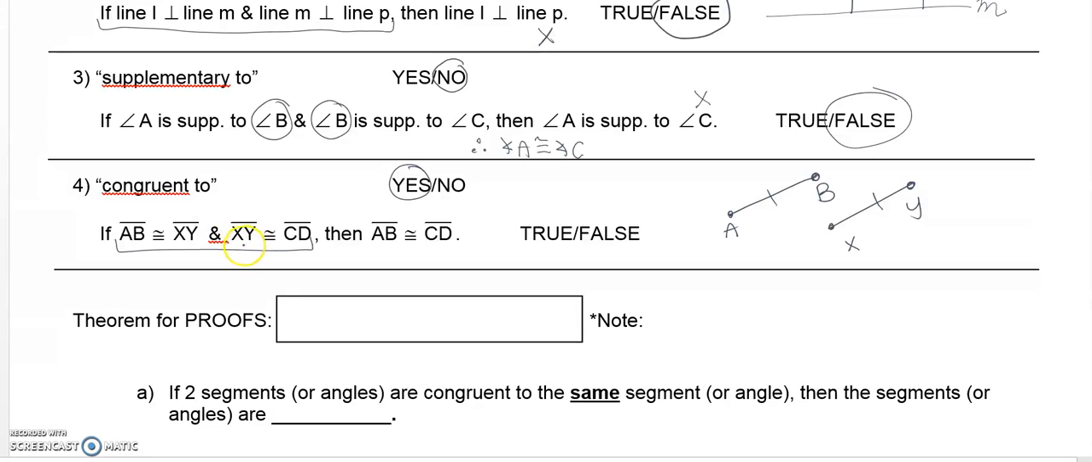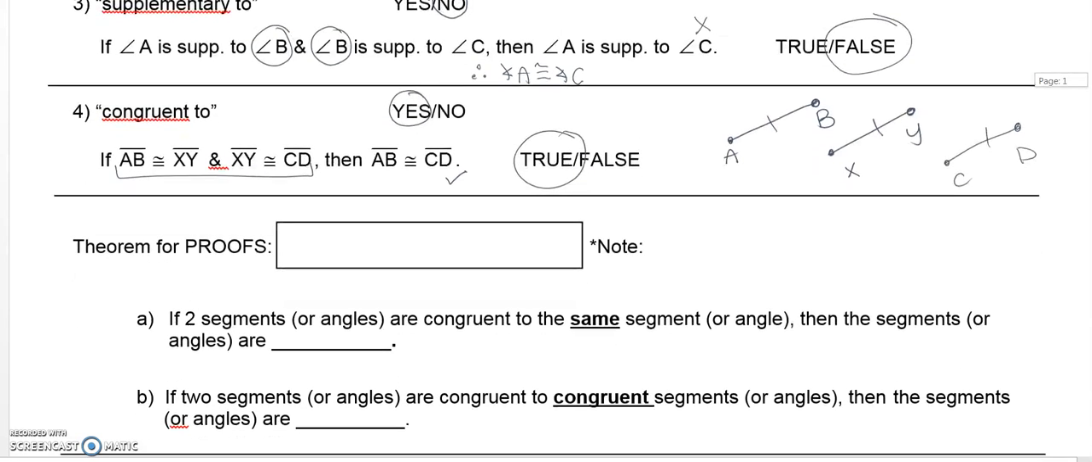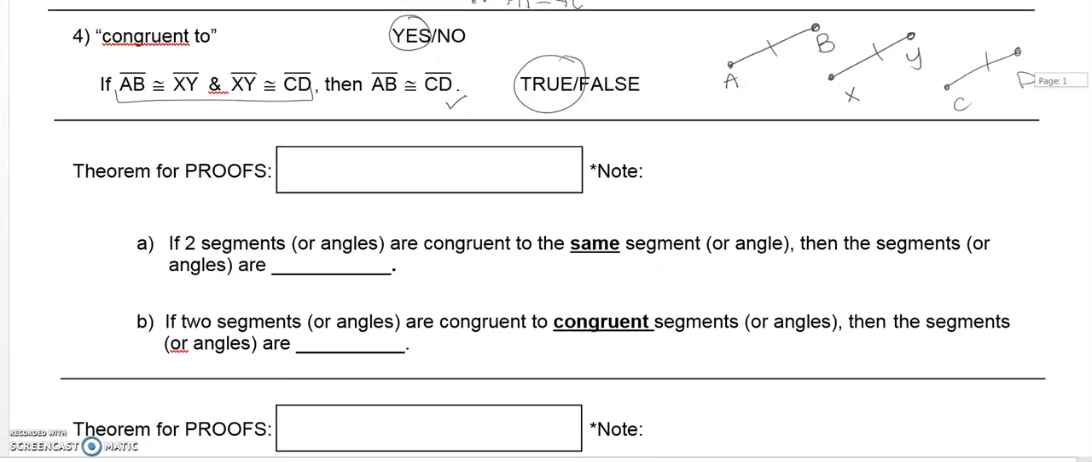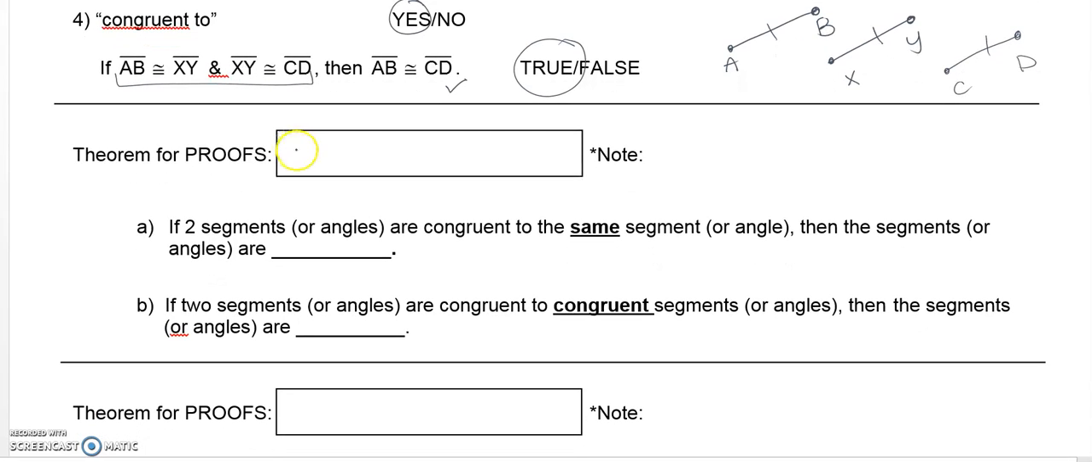We are also given that segment XY is congruent to segment CD. CD has one tick mark, XY has one tick mark, okay? Can we make the conclusion that AB is congruent to CD? Totally, right? They have the same tick mark, therefore they are congruent. This is something that we're going to be using in proofs a lot. So the theorem in proofs that we will use is transitivity of congruence.